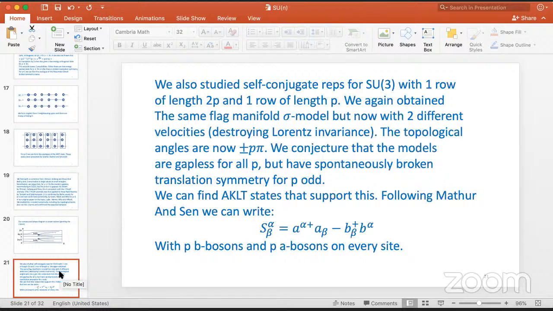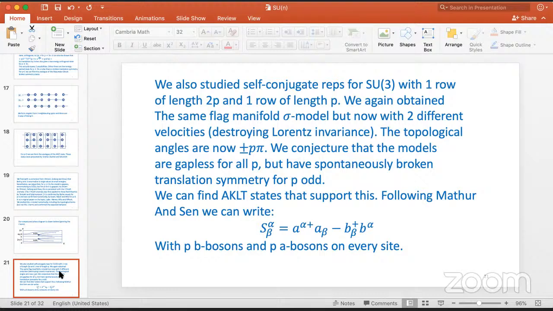So we also studied self-conjugate representations of SU3 with one row of length 2p, one row of length p. We again studied the same flag manifold sigma model, but now we had 2 different velocities, so this destroys Lorentz invariance. The topological angles are now plus or minus p times pi. So we conjecture that the models are gapped for all p, but have spontaneous broken translation symmetry for p odd. We can find AKLT states that support this.